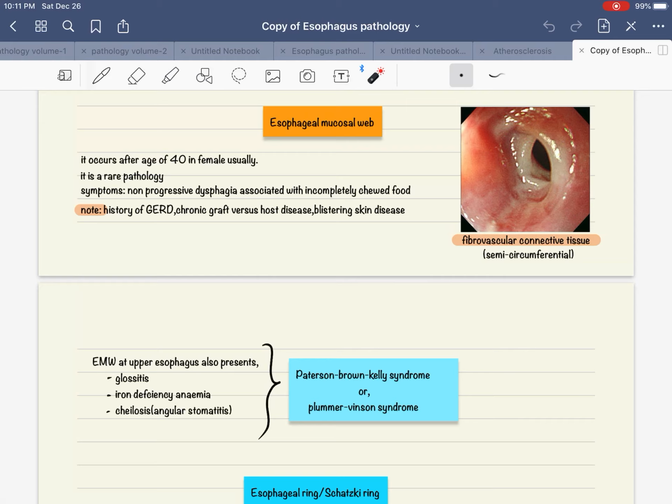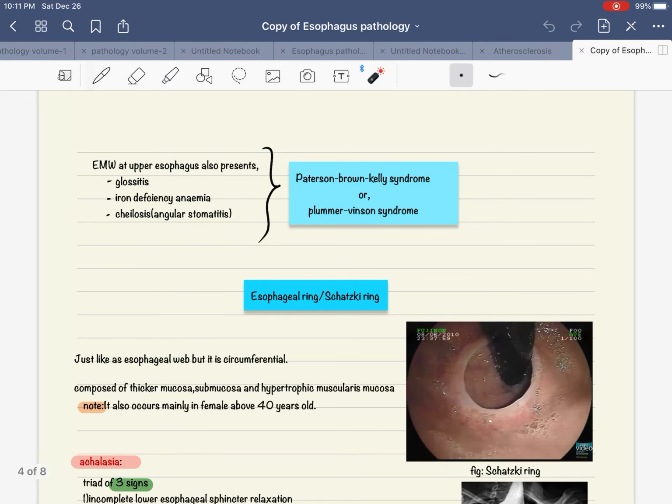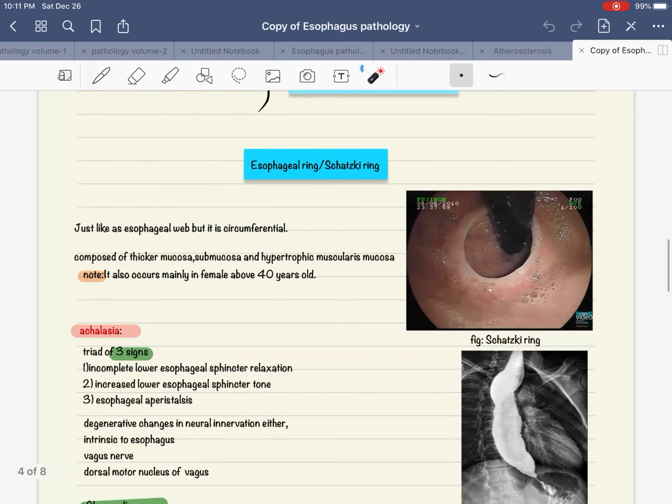That means a special esophageal mucosal web is called Patterson-Brown-Kelly syndrome, which has glossitis, iron deficiency anemia, and cheilosis with the esophageal mucosal web. Okay, that's it. It's also called Plummer-Vinson syndrome or Patterson-Brown-Kelly syndrome.